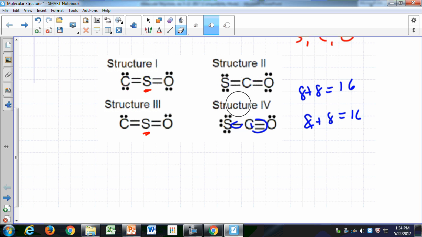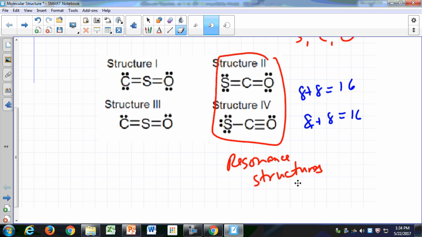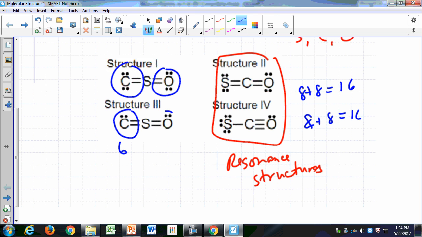Now let's take a look at this one over here. How about these two? Could these be resonance structures? Well, you have sulfur in the middle for both, and carbon and oxygen on the sides, so it's possible. Let's verify. Here you have an octet and an octet, but here you have only 6, and you only have 6 here. So this has only 12 electrons, whereas this top one has 16 electrons. These don't even have the same number of electrons, so you can't refer to these two as resonance structures.